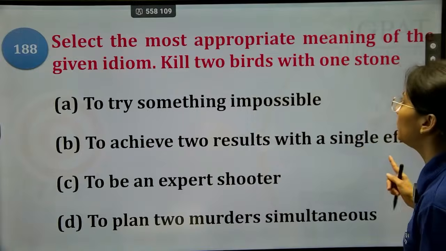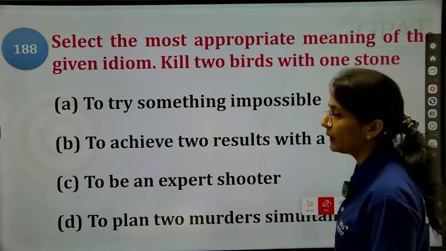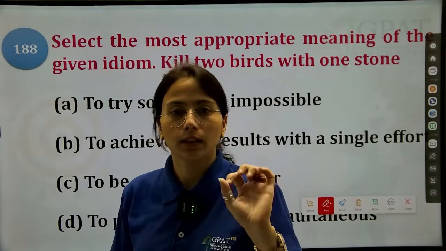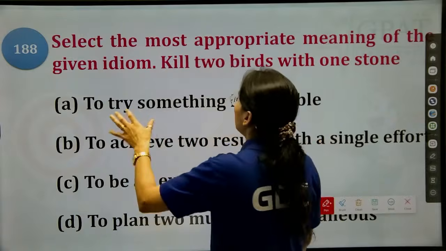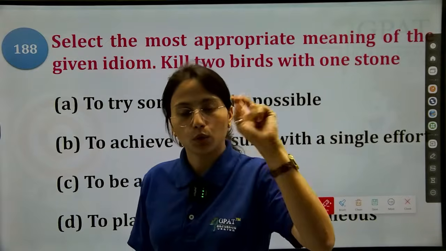Next, select the most appropriate meaning of "killing two birds with one stone". So in Hindi we can say that एक तीर से दो निशाने. So killing two birds with one stone, okay, kill two things by one stone.